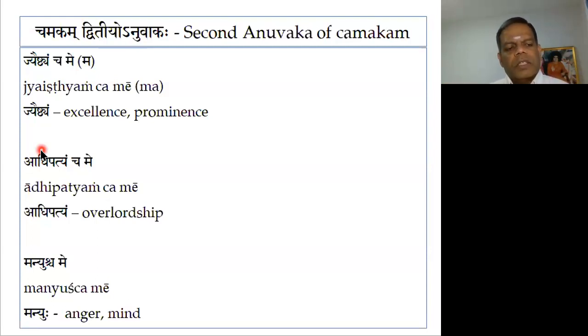So you can ask, what is this prominence? See, the second anuvaka is all about this extension of the personality. If you look at the first Anuvaka, the first Anuvaka talks about the person, every part of us, all aspects of our existence as a person. That's all covered in the first Anuvaka. The second Anuvaka is all about extension of this personality.